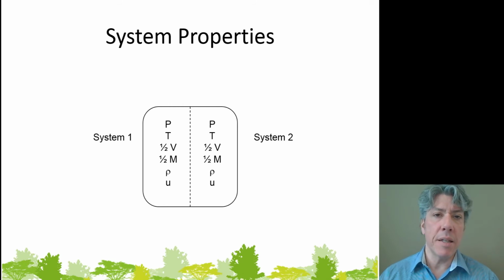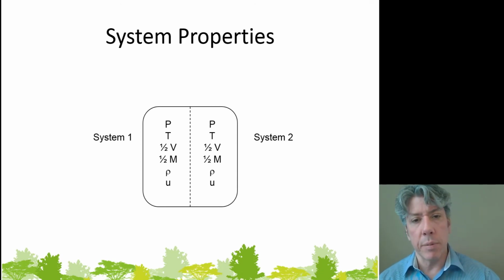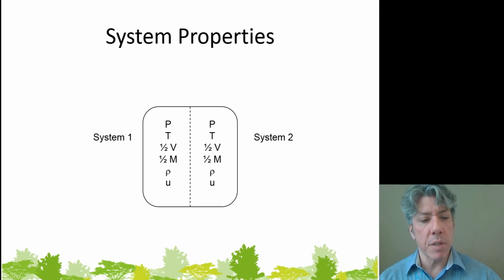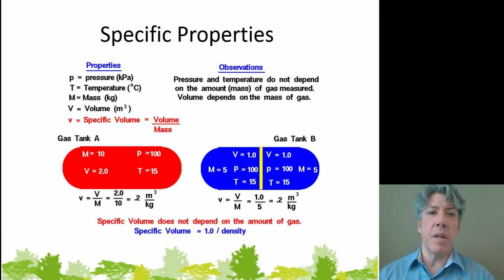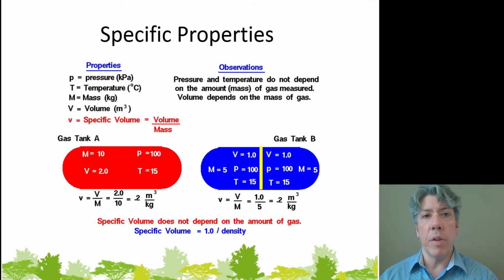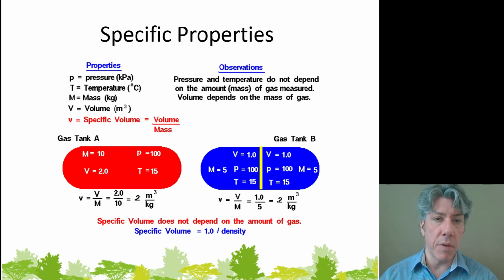Notice that the density does not change, however, assuming of course that the mass is evenly distributed about the tank, and the internal energy doesn't change. We'll talk about that more a little bit later, but notice some properties seem to vary with how big the system is and some don't. Those properties that don't vary with the size of the system are called specific properties. In other words, they are per unit mass properties, or they are properties that are insensitive to the extent of the system or how big the system is.